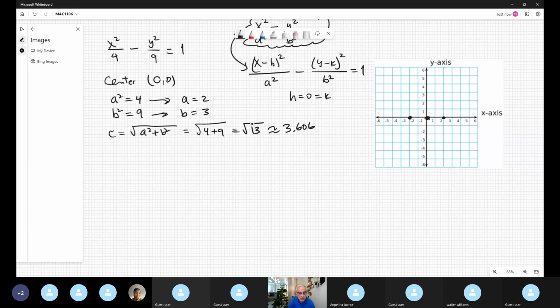And in order to, well, the foci. Let me try to use blue color. It's 3 point something. It's in between 3 and 4, close to 4. This is focus 1, and this is another, focus 2. This is vertex 1. This is vertex 2. And this is just the center.